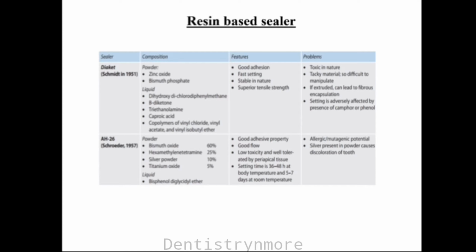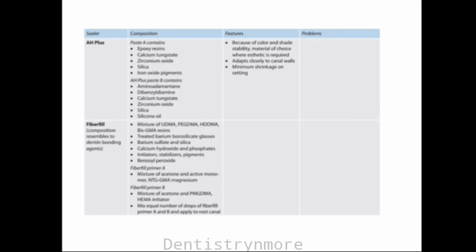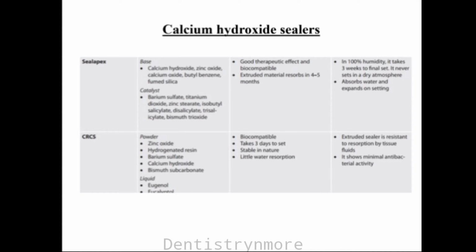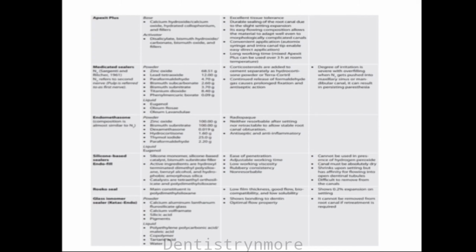Next one is resin based sealers. Some of the sealers are Diaket, and its composition, features and problems like its toxicity are all mentioned here, and AH26, whose composition, features and problems are also mentioned. Next one is calcium hydroxide sealers like Sealapex, and its composition like base and catalyst. And next are medicated sealers, silicone based sealers, and glass ionomer sealers, all of which are mentioned here.